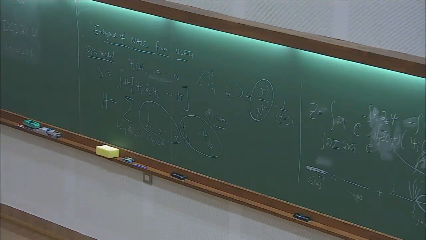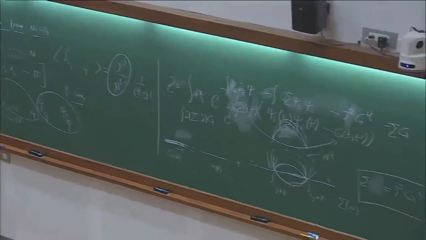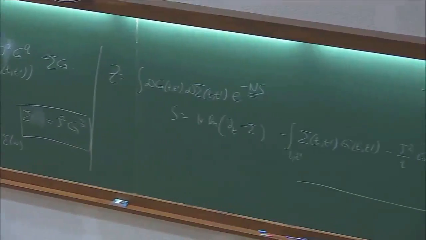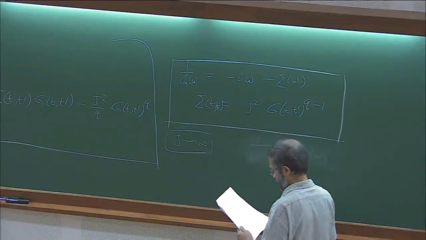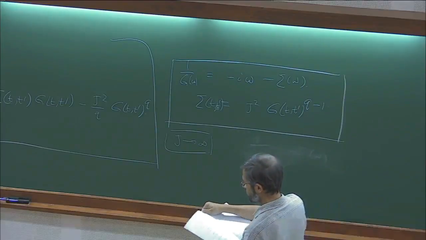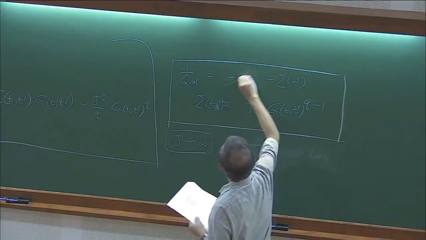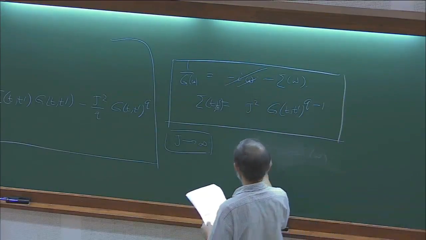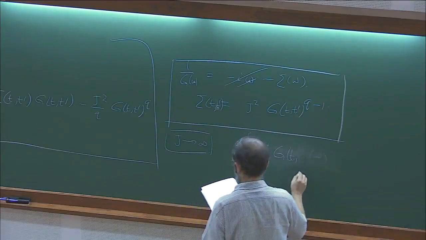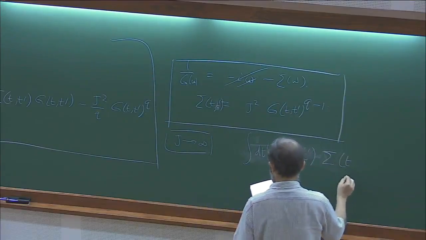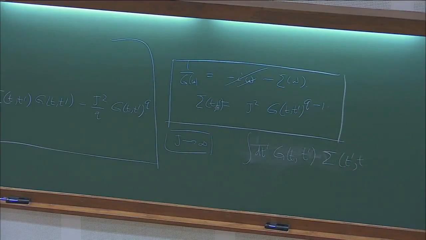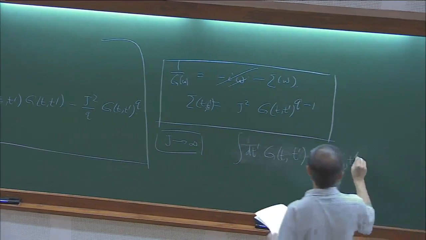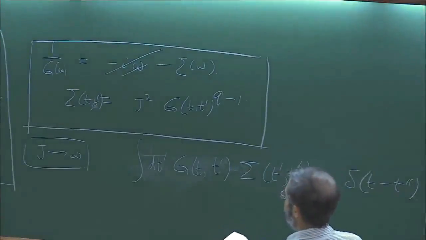In this limit, you can ignore this term. So let me write it down in a way that makes the conformal invariance manifest. This term is gone, and what you get is this. This is what it is, and the other equation is this one.